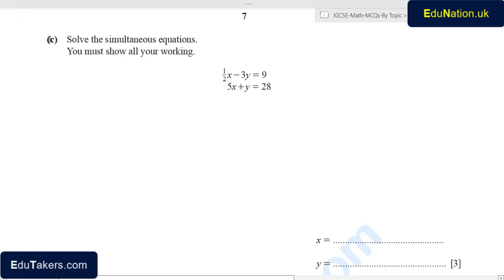Next is part C. Solve these simultaneous equations. You must show all your working. 1 over 2x minus 3y equals 9, and 5x plus y equals 28. Let's say this is equation 1 and this is equation 2.